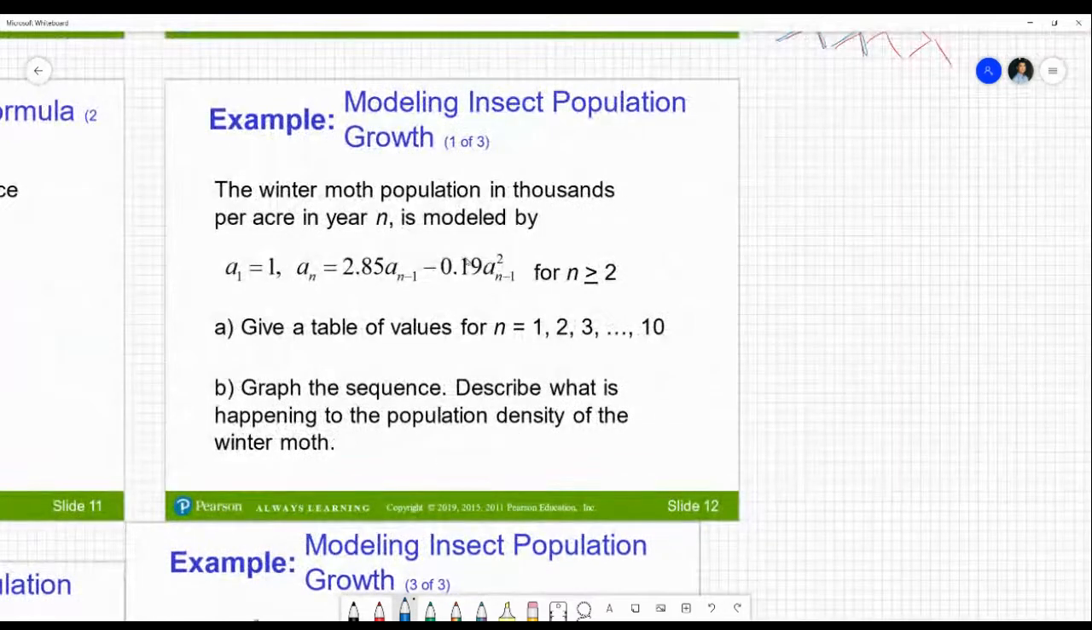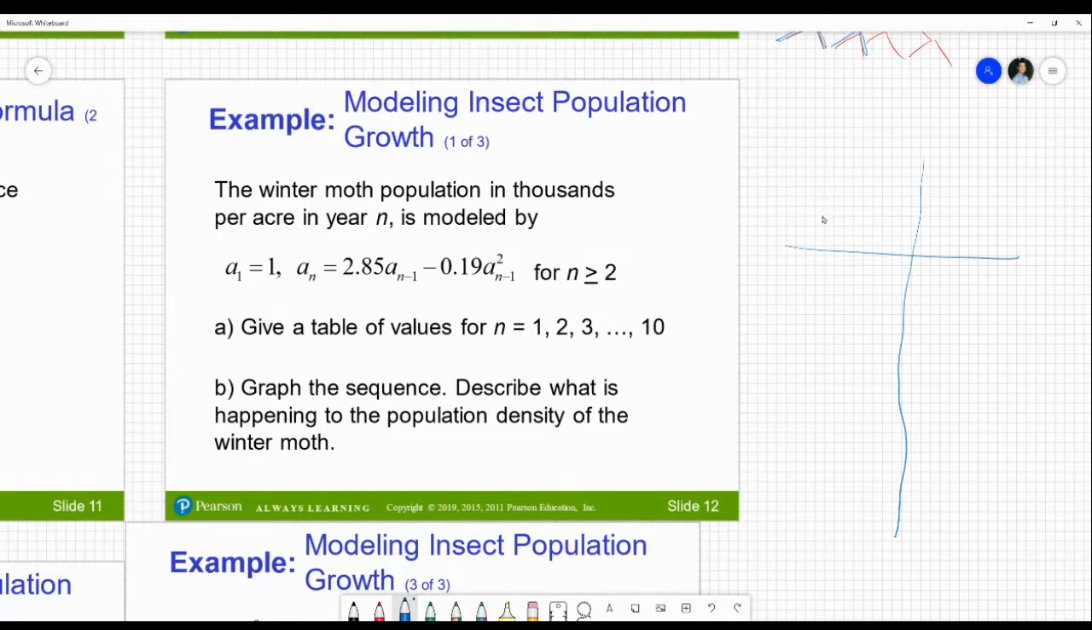Okay, so we're modeling insect population growth here. The winter moth population, in thousands per acre in year n, is modeled by a_n equals 2.85 times the previous one minus 0.198 times the square of the previous one. Give a table of values for n from 1 to 10, and graph the sequence. Describe what is happening to the population density of the winter moth. So we can definitely do this.